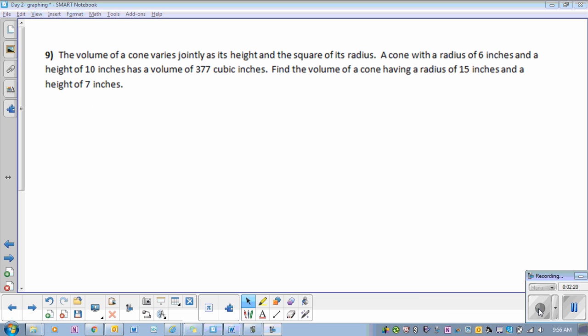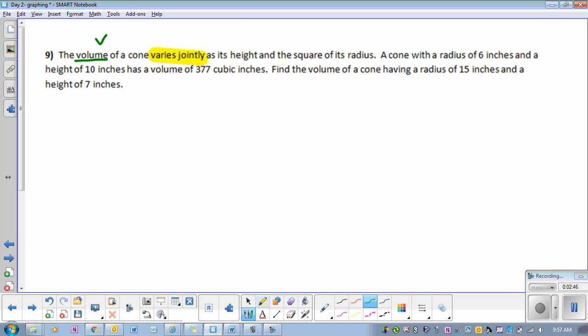So number 9 on the homework. Okay, so the same thing. You need to go and find your key words. Okay? So the volume of a cone varies jointly. Right? Those are my key words. So go and find what it is that they're talking about before and what they're talking about after. Right? So before this, the volume. Alright, I'll call that V.